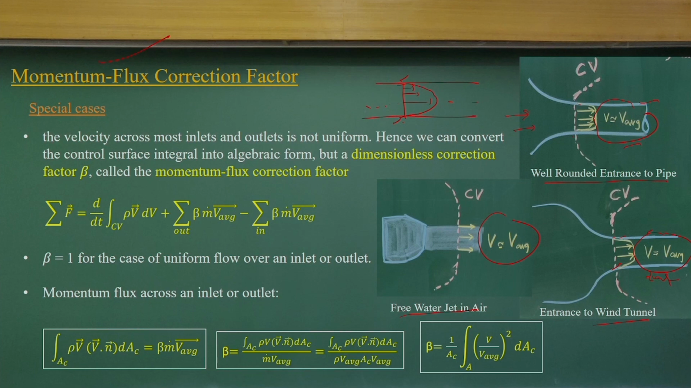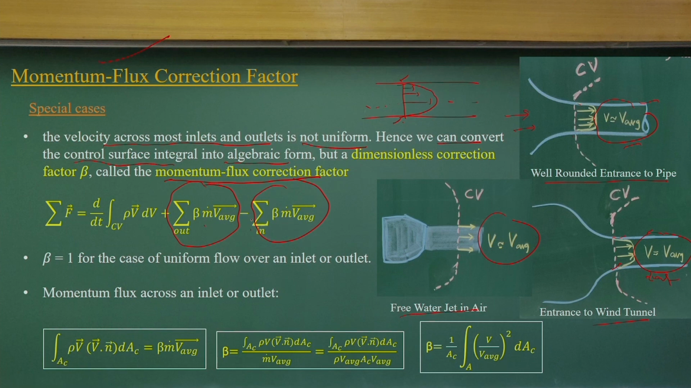So, if you are computing the momentum flux based on the average velocity, then you should have a correction factor for that. Let us have this momentum flux correction factor, which is a dimensionless correction factor beta, since the velocity at most inlets is not uniform. We can convert the control surface integral to algebraic form, because V average computations are easy, and this gives the mass flows in and out for each control volume inlet and outlet.